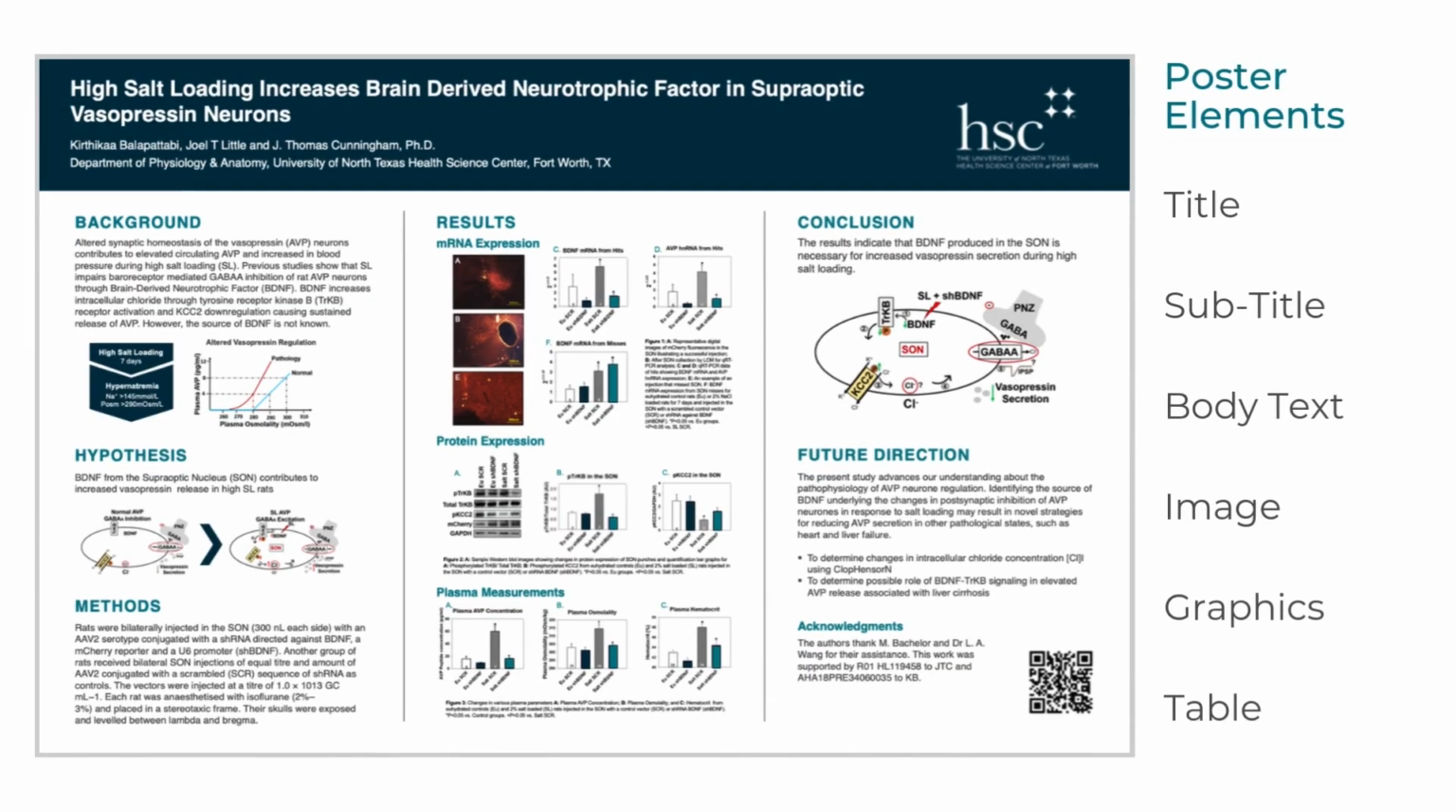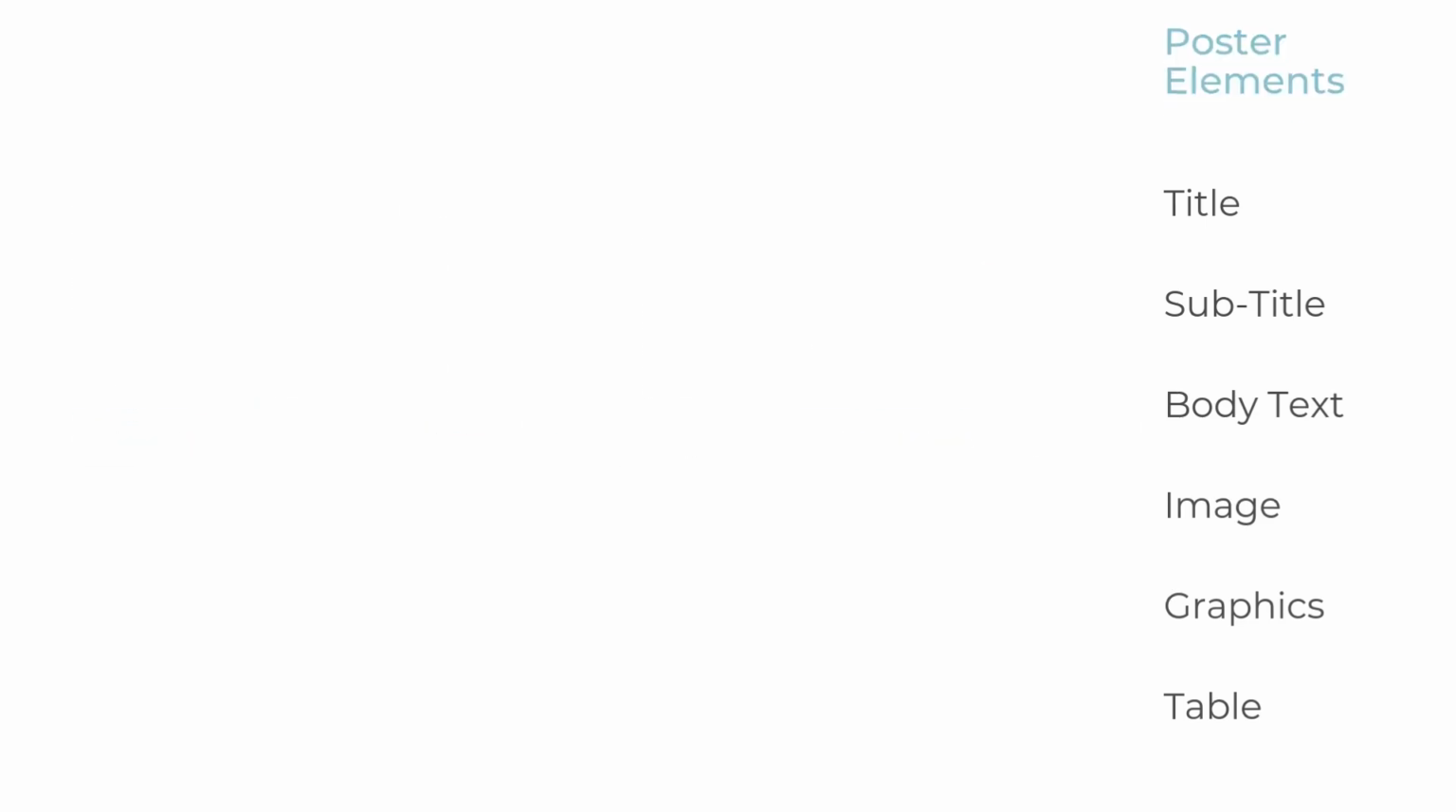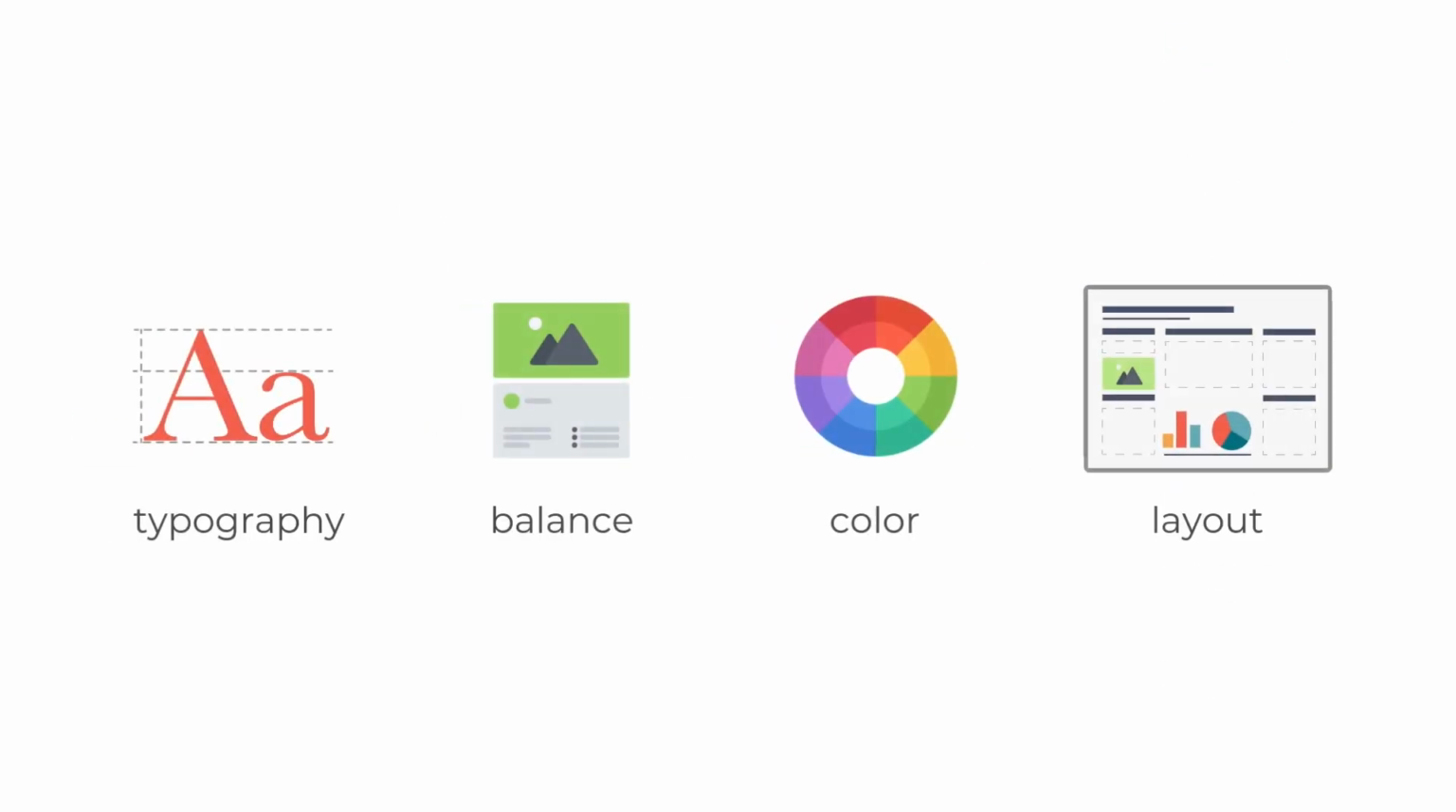For your poster elements, you're going to want a title. You're going to have subtitles. You're going to have body text, hopefully not a lot of body text. We'll talk about that in a minute. Images and graphics and any tables that pertain to your research as well. The four things we're going to talk about specifically about poster design are typography, balance, color, and layout.